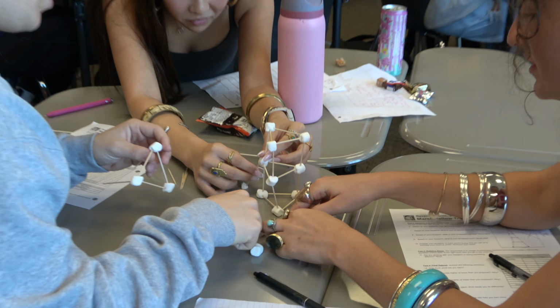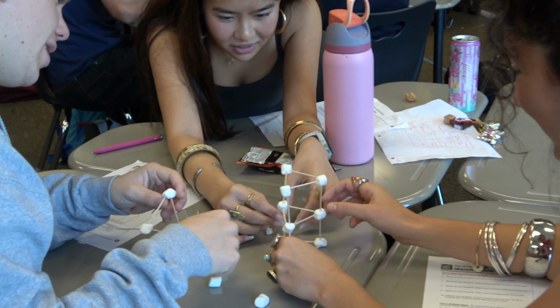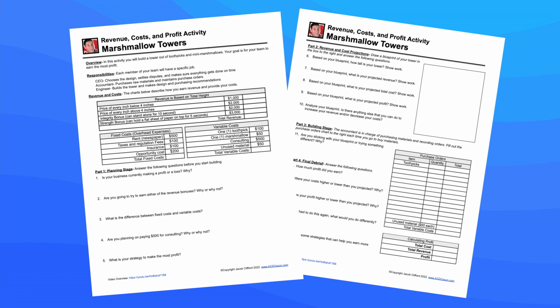You'll see me go over the instructions, but basically students are going to be making towers out of toothpicks and mini marshmallows. The taller the tower, the more revenue they earn, but to maximize profit, they also have to look at their costs. It takes about an hour to run, and there's a worksheet that students fill out along the way. I'll explain when you get the worksheet at the end of the video.